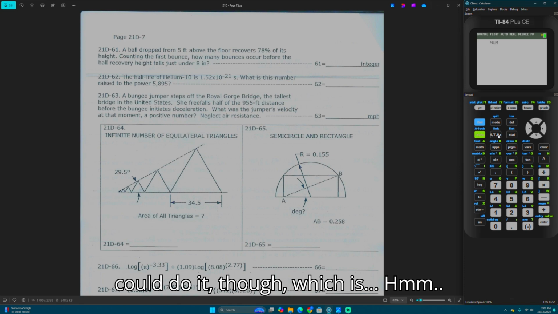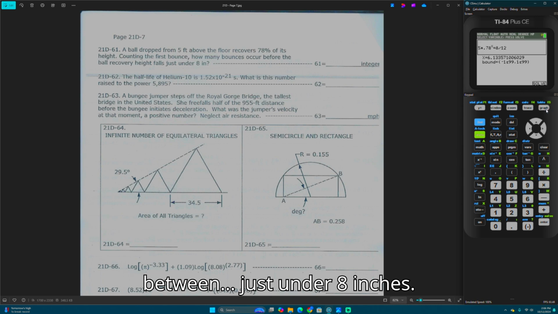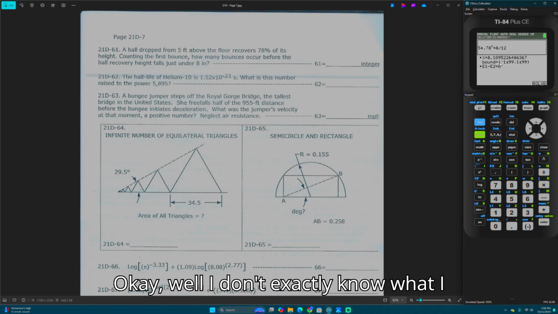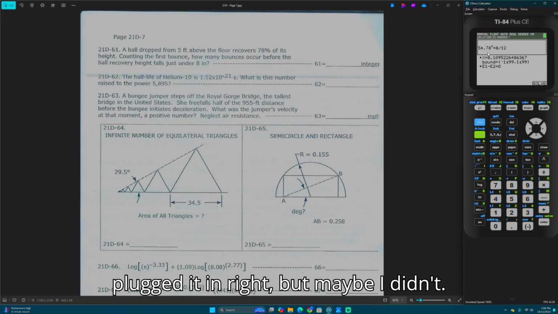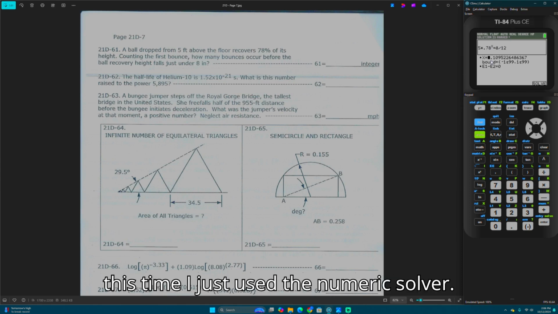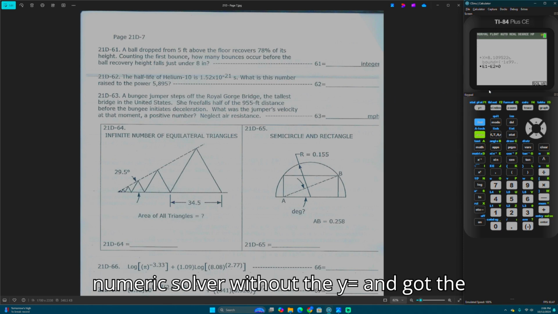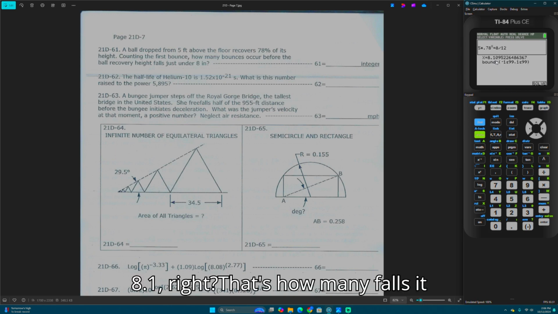There's another way you could do it though, which is it's just 5 again times 0.78 to the power of x. When does it fall just under 8 inches? Okay, well, I don't exactly know what I did wrong there because I thought I plugged it in right, but maybe I didn't. I got it right the first time around, but this time I just used the numeric solver. I plugged it in as I saw it in the numeric solver without the y equals and got the right answer. So it is 8.1, right? That's how many falls it takes.